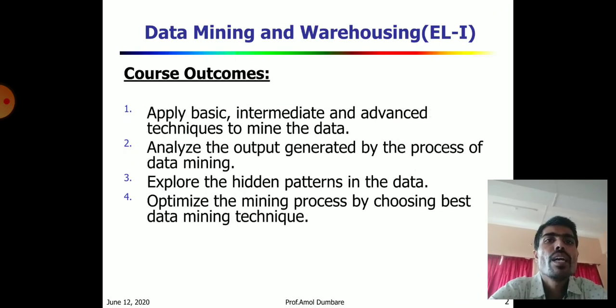Next, course outcomes. There are 4 course outcomes. First one is apply basic, intermediate and advanced techniques to mine the data. Second, analyze the output generated by the process of data mining. Third, explore the hidden patterns in the data. And fourth, optimize the mining process by choosing the best data mining techniques. So these are the course objectives and course outcomes that we have to follow for this data mining and warehousing course.